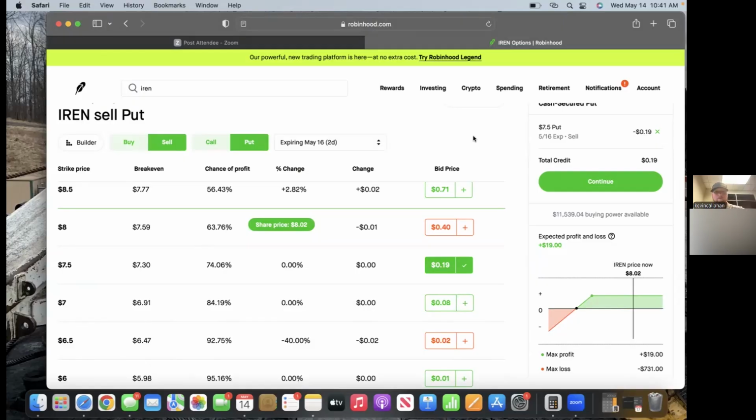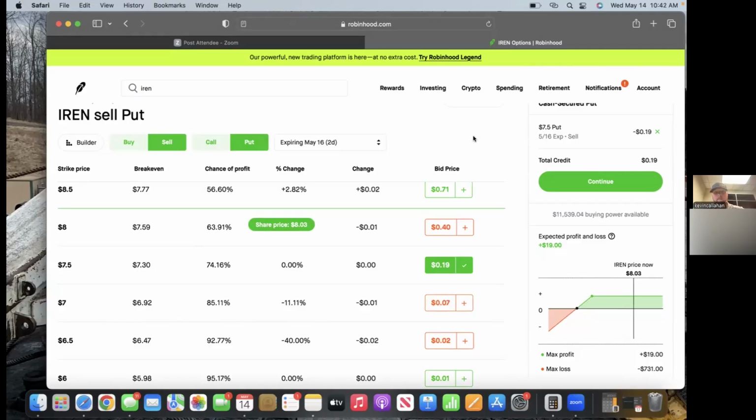I'm just debating between Archer or IREN. And I think the Robinhood system has a glitch, because if you're looking at a lower strike price, the premium is, oh no, I'm looking at the wrong thing. I need to look at sell put. Okay. So 11, yeah, IREN is the best.